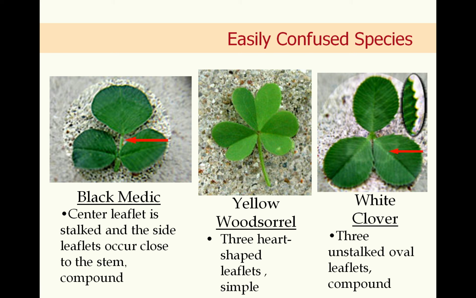These three species are quite common in turf areas and can be easily confused. Using the characteristics we have discussed, you can separate the species by only looking at leaf structure. Black medic has a center leaflet that is stalked while the other leaves are not. Yellow wood sorrel has three heart-shaped leaflets. White clover has leaves that are serrated on the edge, and the compound leaf consists of three unstalked oval leaflets.